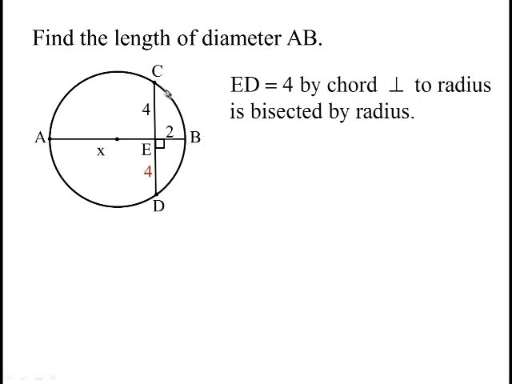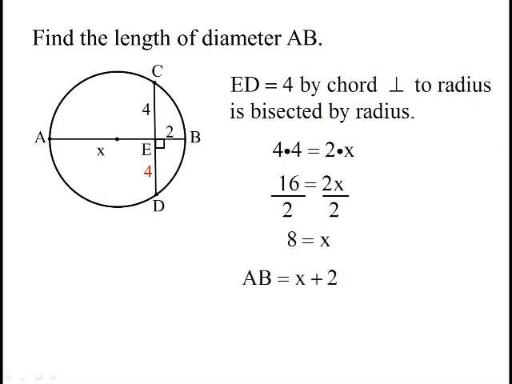Now we have two chords intersecting. Diameter is a chord. So we could find what x is by using our little relationship here. 4 times 4 equals 2 times x. x comes out to be 8, but they wanted the diameter AB, so that's going to be 8 plus 2.